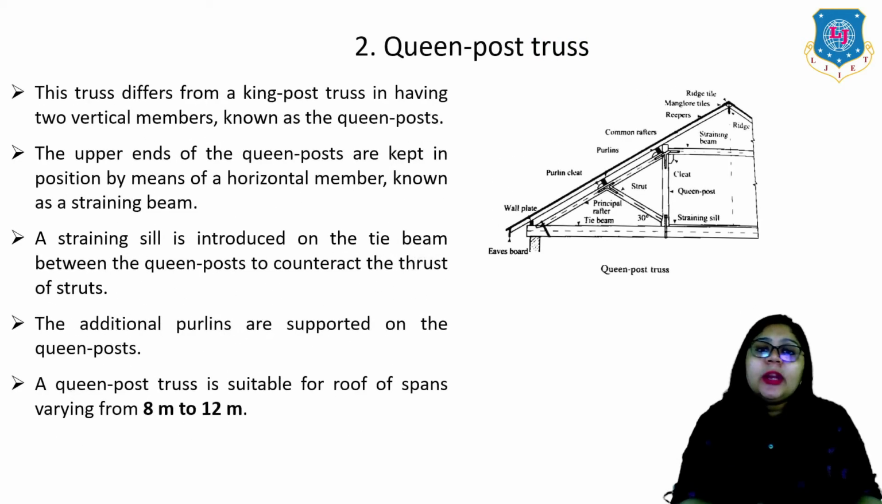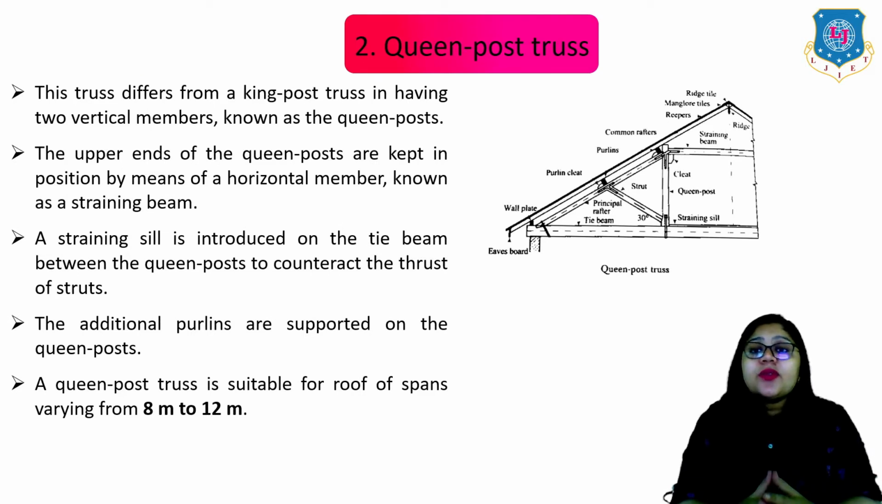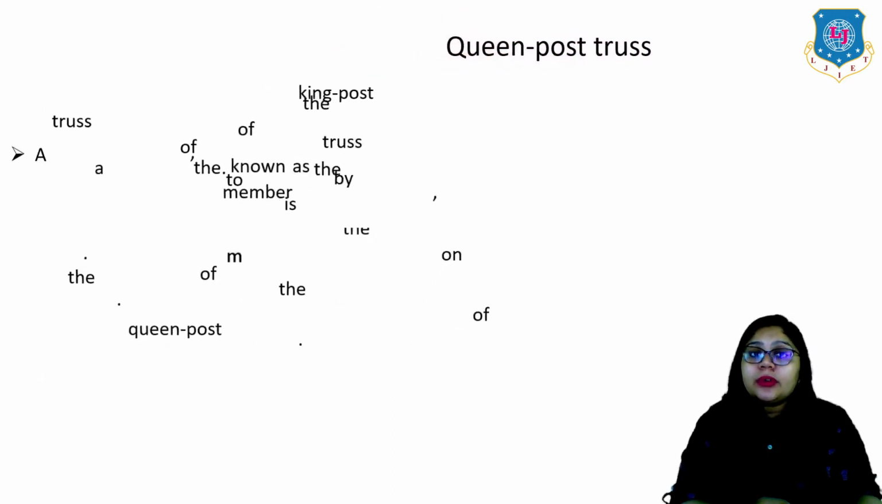Now the second is the queen post truss. This truss differs from a king post truss in having two vertical members known as the queen posts. The upper ends of the queen posts are kept in position by means of a horizontal member known as a straining beam. A straining sill is introduced on the tie beam between the queen posts to counteract the thrust of the struts. The additional purlins are supported on the queen posts. The queen post truss is suitable for roofs of span ranging from 8 meter to 12 meter, right? So that is the importance of the queen post truss.